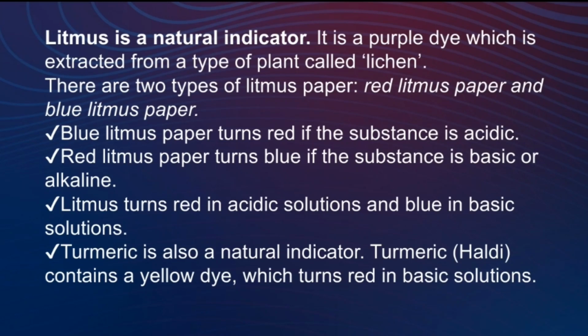There are two types of litmus paper, red litmus paper and blue litmus paper. Blue litmus paper turns red if the substance is acidic. Red litmus paper turns blue if the substance is basic or alkaline. Litmus turns red in acidic solutions and blue in basic solutions.